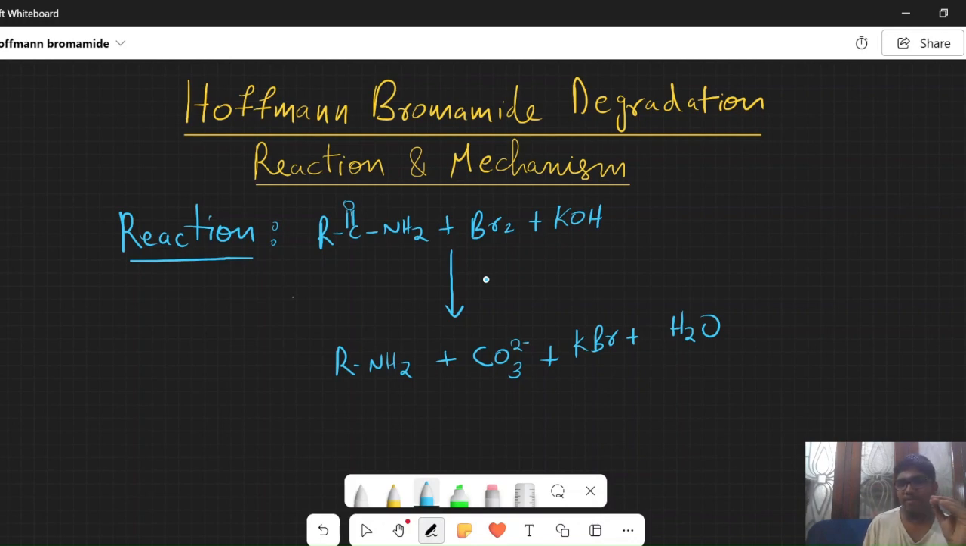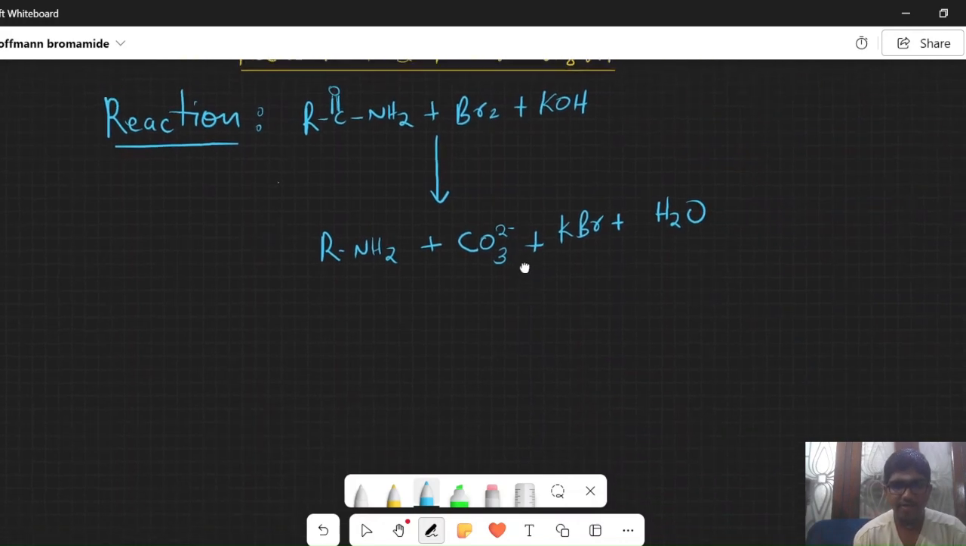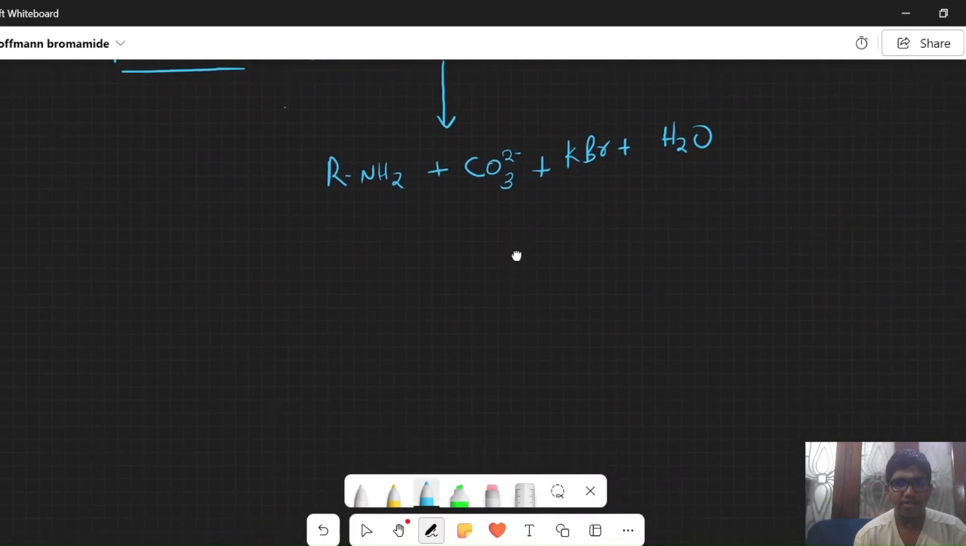Now, the mechanism is where things get interesting. The mechanism is a multi-step mechanism, and the confusion arises where which step can be determined to be the rate determining step, RDS. Okay, anyway, we will come to that. First, let me start writing the mechanism here. So this is the reaction. We'll keep it here, and I'll move a bit down, and we'll discuss the mechanism.